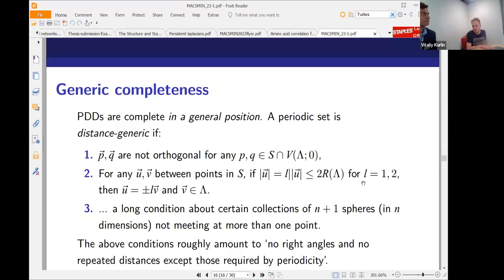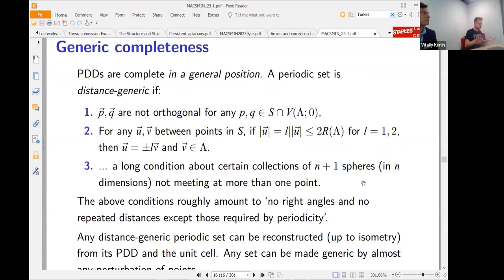We may skip some slide. I'm not sure. Should we maybe skip this slide? Do you have any questions on generic completeness? Because this slide has more details than my version. I don't really expect anyone to read these things, but basically they're conditions that allow you to reconstruct your crystal from the PDD for this meeting.